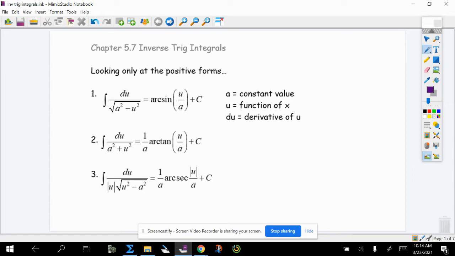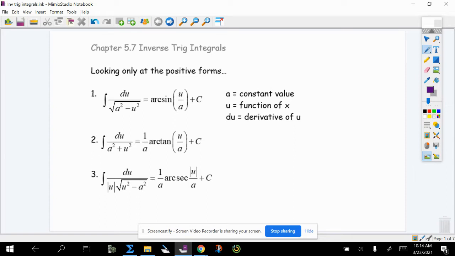And then secant has the most bizarre look. It's also the least common. Again, arcsine and arctangent, pretty common. You'll see that maybe once or twice. Probably won't see secant, but I'm still going to put it up here so you have a full list. With your secant, it has the u piece out front of the square root, and then it has the square root of u squared minus a squared.